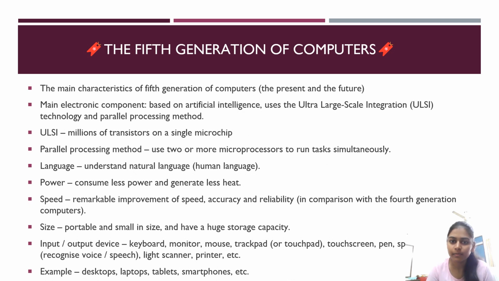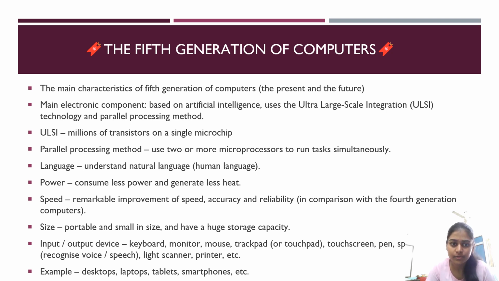Next one is the fifth generation of computers. In that, the main characteristics of fifth generation of computer, from the present to the future. Main electronic component based on artificial intelligence uses the ultra large scale integration called ULSI technology and parallel processing method. ULSI means millions of transistors on a single microchip is called ultra large scale integration. Parallel processing method uses two or more microprocessors to run tasks simultaneously.